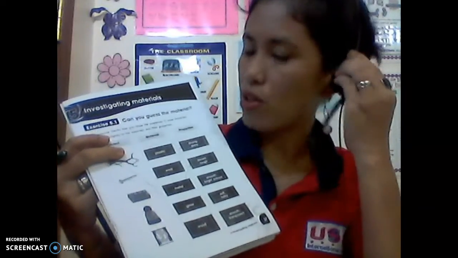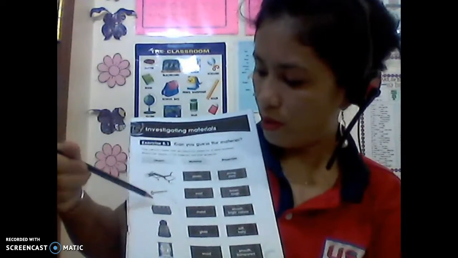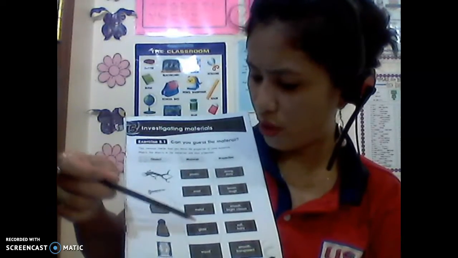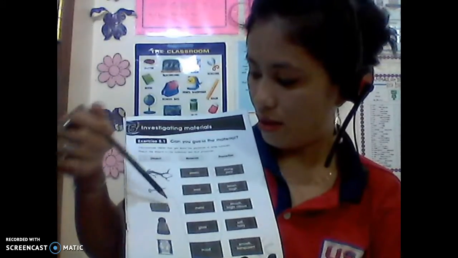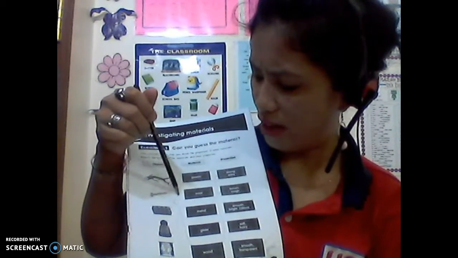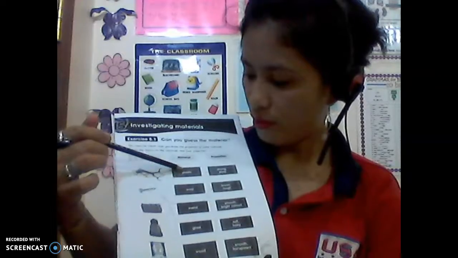Next, what's the next picture? We have the blocks. So this block is made of plastic, wool, or glass. This one is made of plastic, right? So we're going to connect it here. How about the properties of plastic?